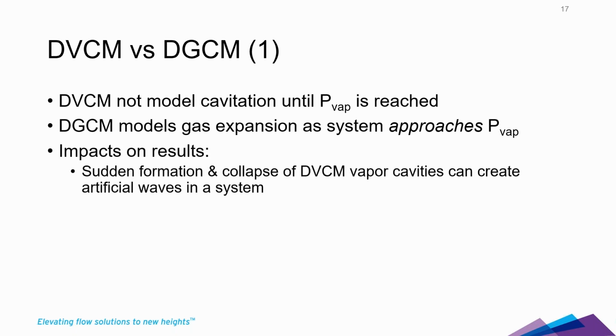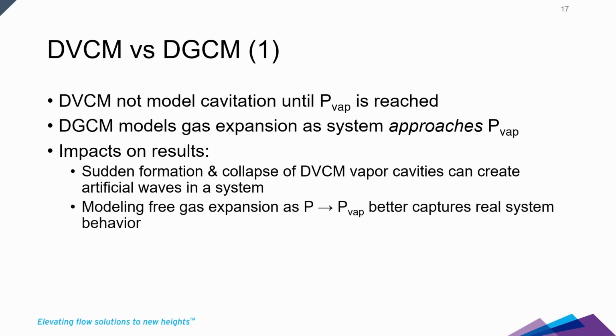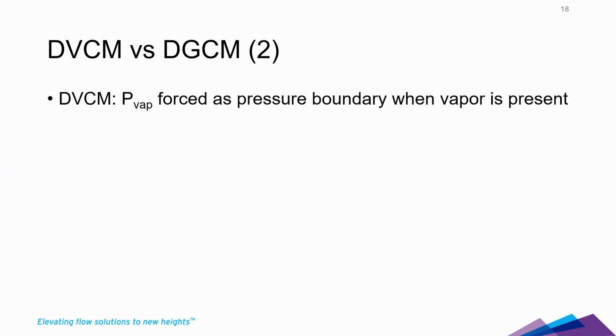The impact on results here is that the vapor cavity model is going to create a lot more artificial waves in the system, and that just causes a lot of noise and it's hard to evaluate. And it can cause very large pressure spikes that may not be realistic. So the gas cavity model just handles this a lot better.